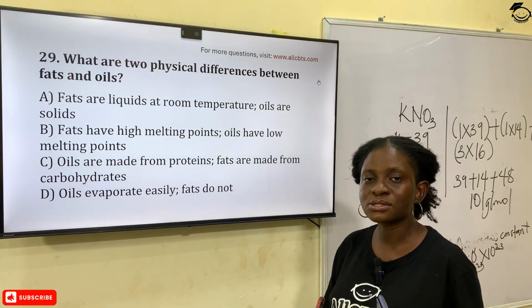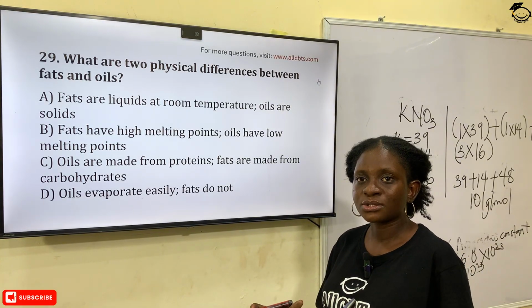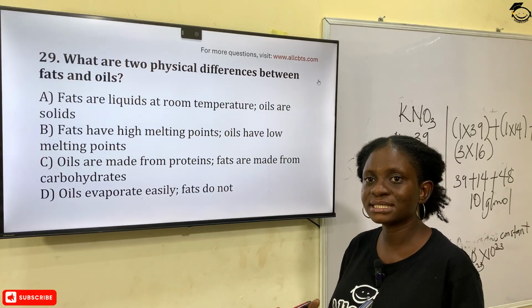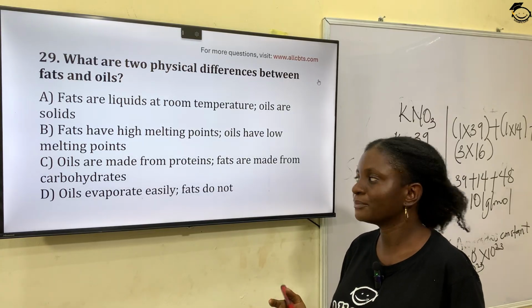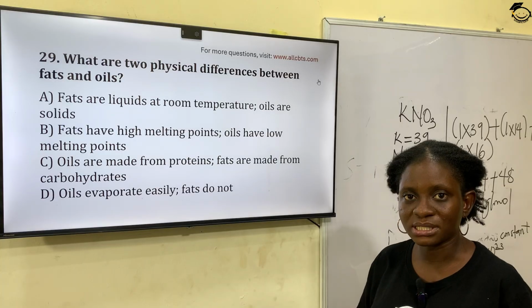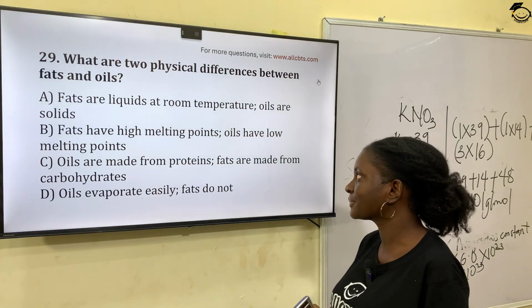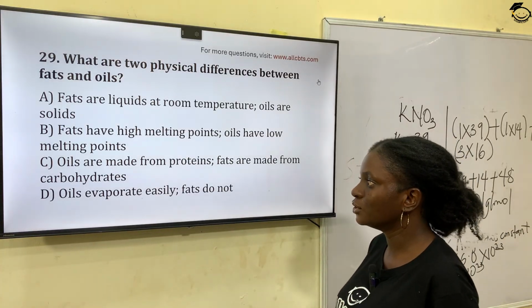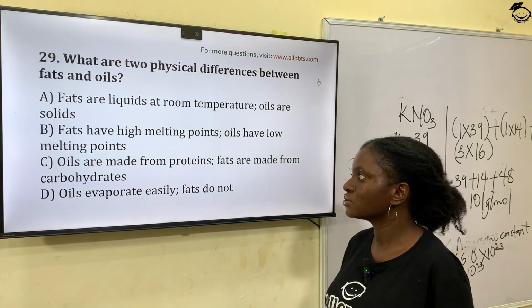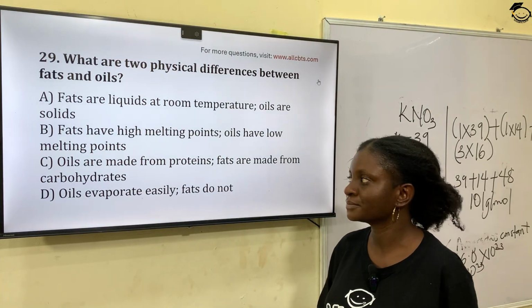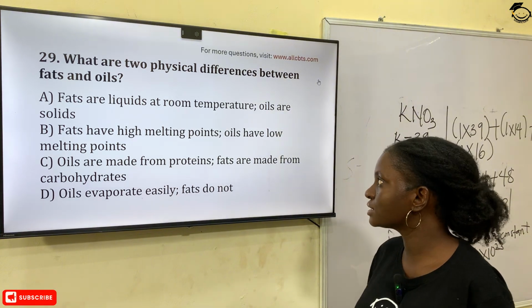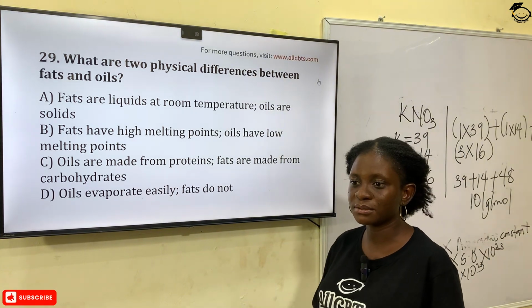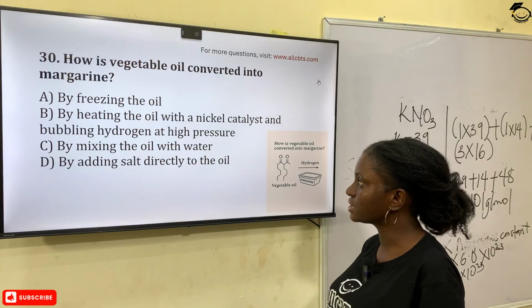Why? Because it's solid at room temperature. So it will require high melting points because the molecules are tightly packed, while oils have low melting points. So the correct answer is B. Fats have high melting points, oils have low melting points. Option B is the correct answer.